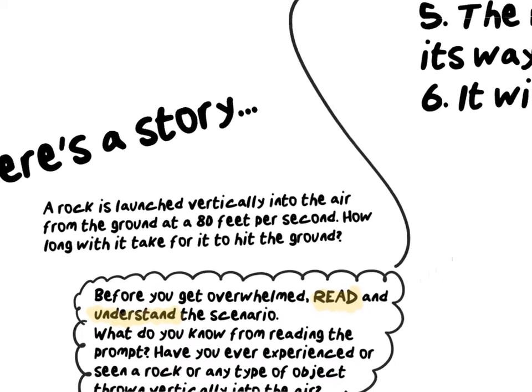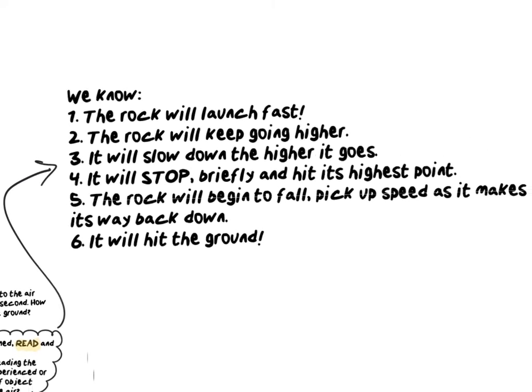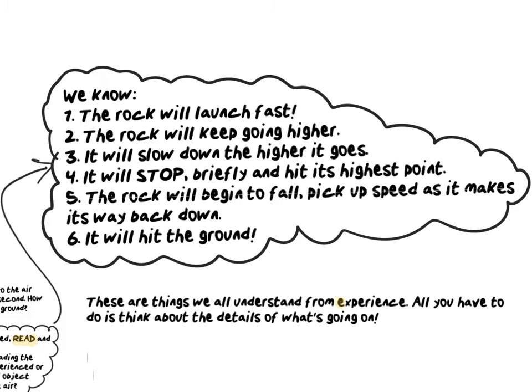So let's think about what we know. Number one, we know the rock will launch fast. We know the rock will keep going higher. It will slow down the higher it goes. It will stop for a brief moment and hit its highest point. The rock will then begin to fall and pick up speed as it makes its way back down to the ground, and then it will finally hit the ground. And these are the things we all understand from experience. All you have to do is think about the details of what's going on.